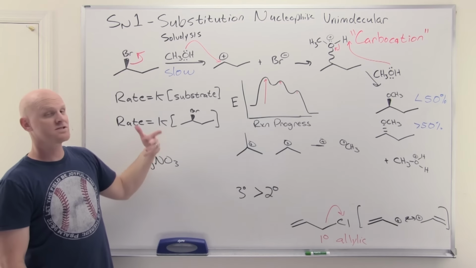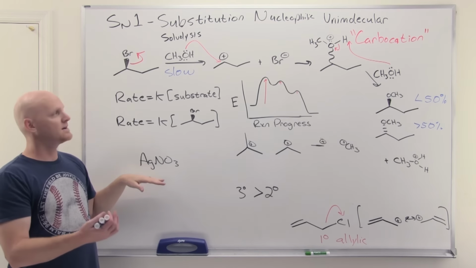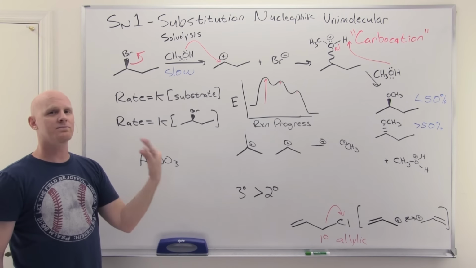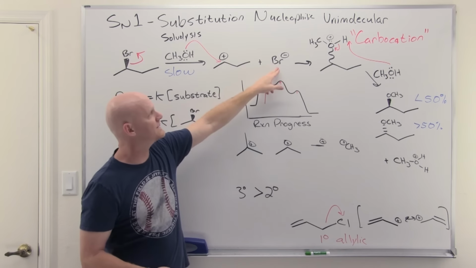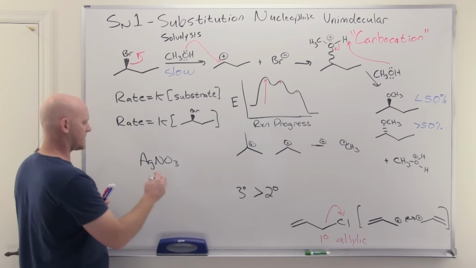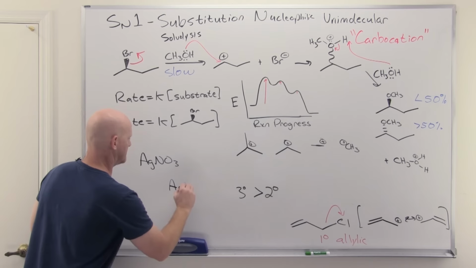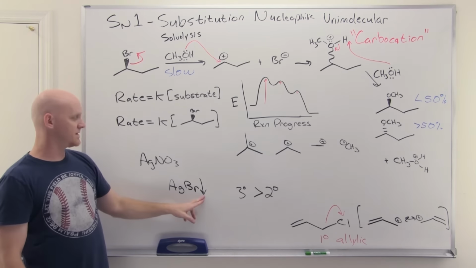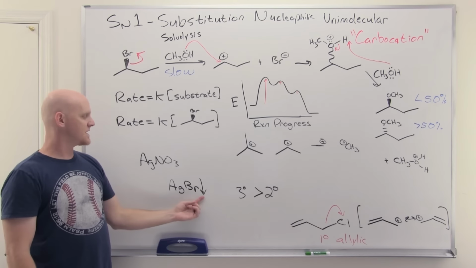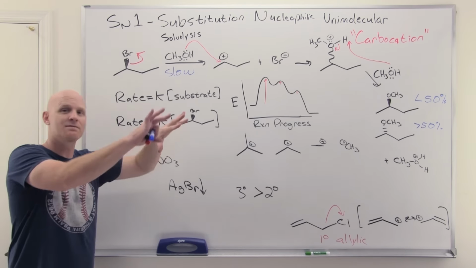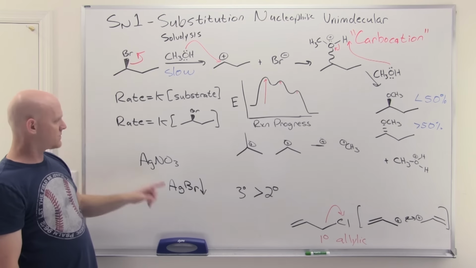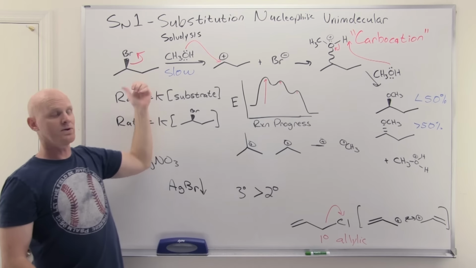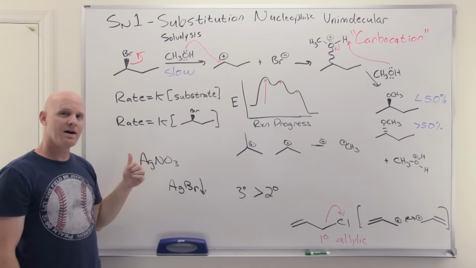So, to prevent that, we can add some silver nitrate. The idea is that silver halides are super insoluble: silver chloride, silver bromide, silver iodide. As soon as bromine leaves, our silver ions are going to combine with that bromide and precipitate out. Either we draw a little S for solid, or oftentimes we'll draw that little down arrow, which means it precipitates and falls out of the solution. Because the bromide is now part of a precipitate that fell out of the solution, this becomes irreversible, and so this helps aid in carbocation formation.